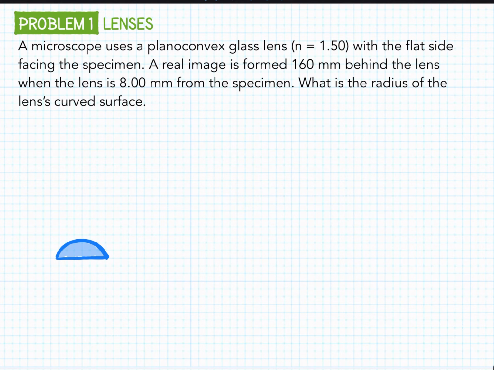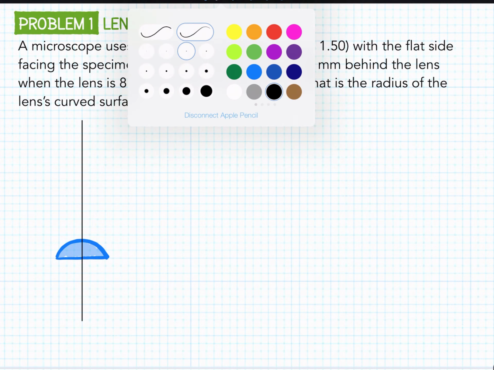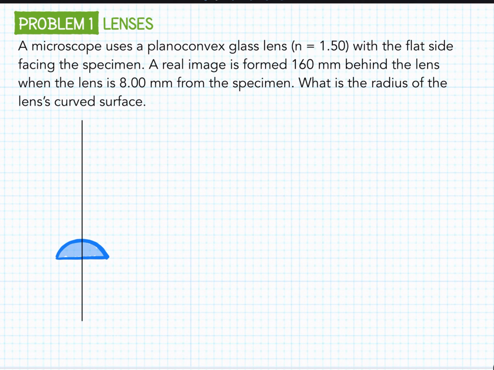Okay, and so we're going to make our optical axis look like this because this is a microscope, so we want to make sure it looks like a microscope. So that means our object is going to be somewhere down here. Okay, so the flat side, this is our specimen. So the flat side, the plano side, is facing the specimen.